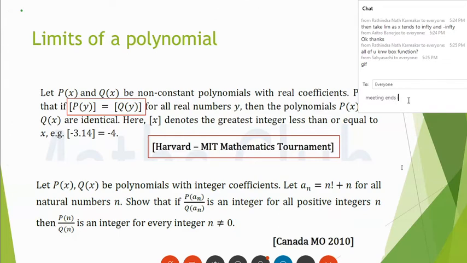Explain what is meant by greatest integer function if you know it. Or if you don't know, then I will tell. It is the greatest integer lesser than or equal to the given real number.